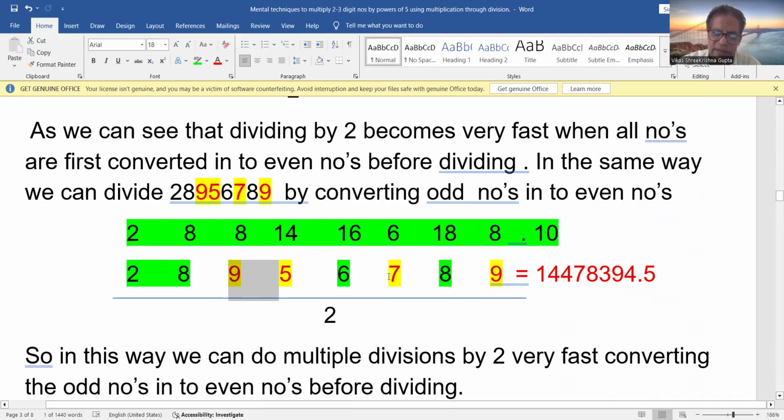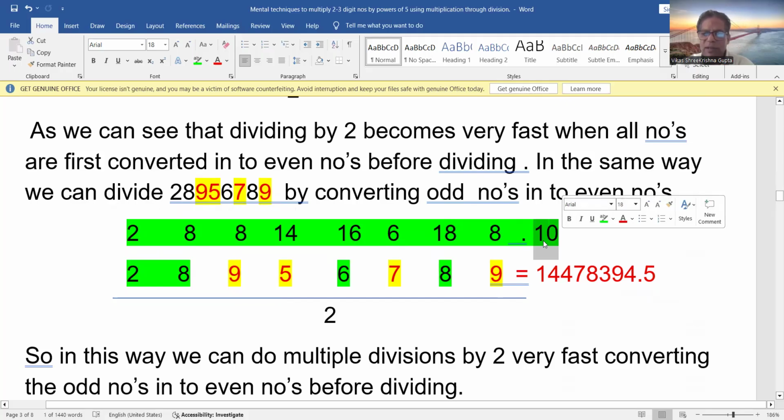Now 7 is an odd number. I write it as 6 and take 1 to 8. It becomes 18. In the same way, 9 is an odd number. I write it as 8 and I take 1 forward because the number is finished here. So I have to put a decimal and then I write 10. Because the number is finished, I put a decimal, and whatever one is extra, I take forward and write it as 10.